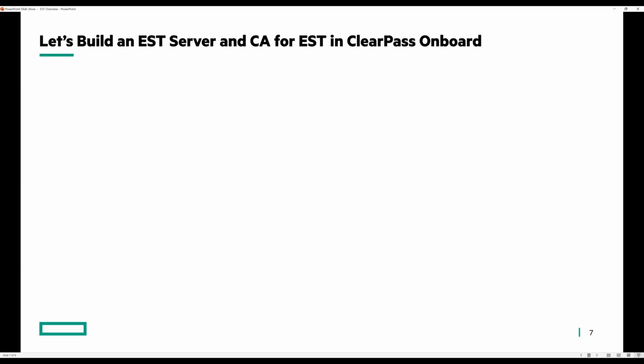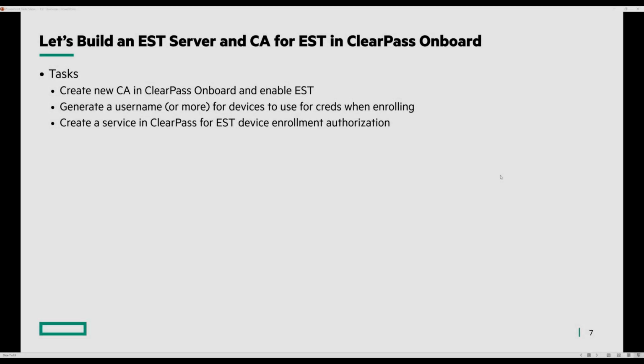So next, let's go ahead and build the EST server and certificate authority for EST in ClearPass Onboard. The tasks are going to be to create a new certificate authority in ClearPass Onboard and enable EST within that CA. We're going to generate a username. You can generate more if you'd like for devices to use for their credentials when they enroll. We're also going to create a service in ClearPass Policy Manager for EST device enrollment authorization.